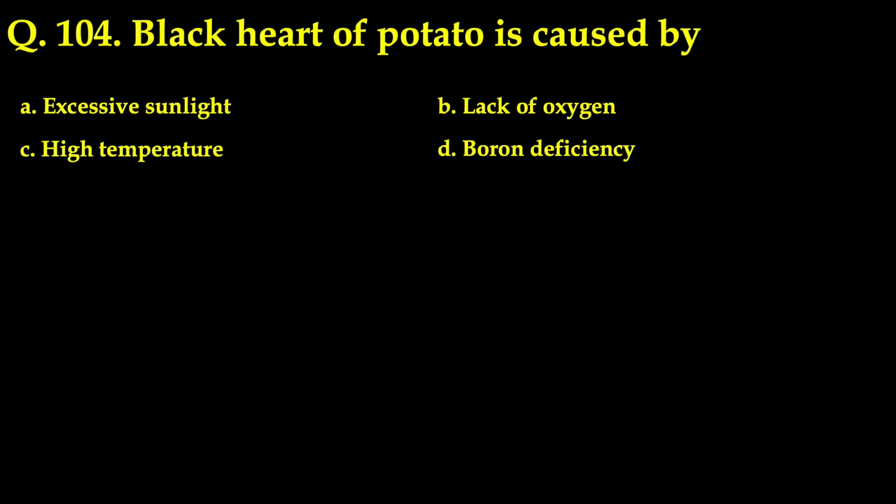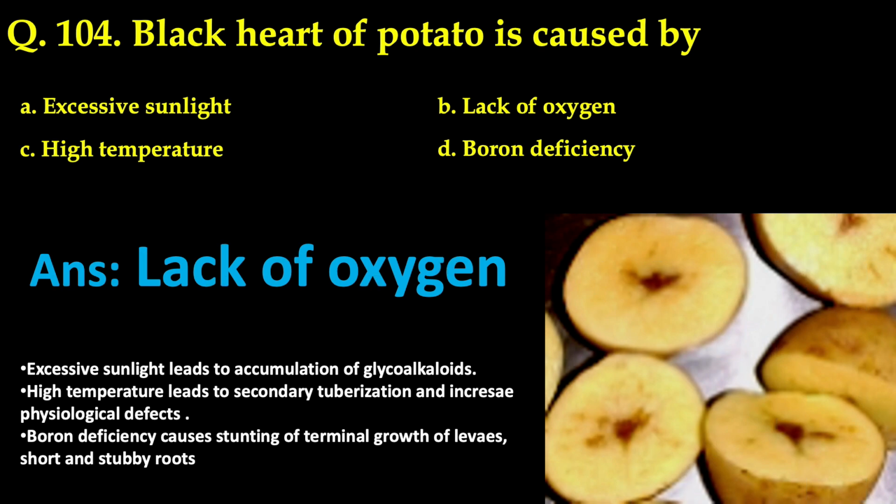This is a simple question. Black heart of potato is caused by, out of the four options, the correct answer is lack of oxygen. As we know, black heart of potato appears in storage when tubers do not receive enough oxygen, and oxygen deprivation results in asphyxiation, loss of respiration and death of cells. It appears as an internal browning to blackening of the central tissue.